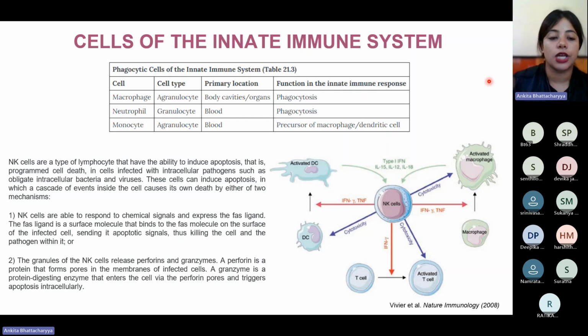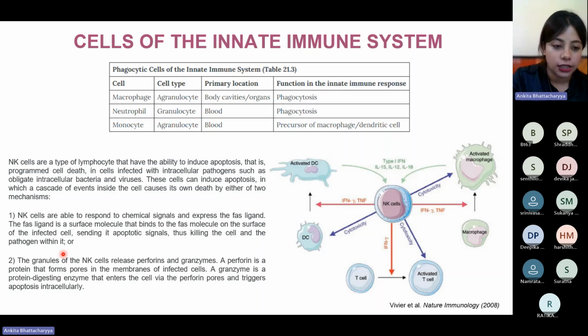That is the way in which NK cells are able to do this, by increasing the expression of the Fas ligand. It's a surface molecule, like I mentioned, that binds to the Fas receptor on the surface of the infected cells, sending apoptotic signals, killing the cell and the pathogen within it.